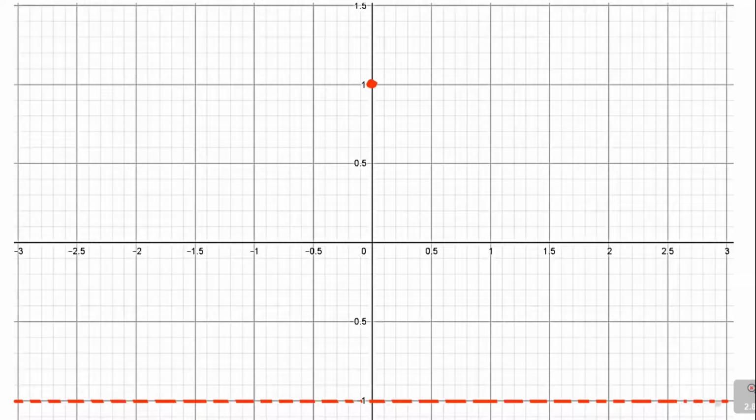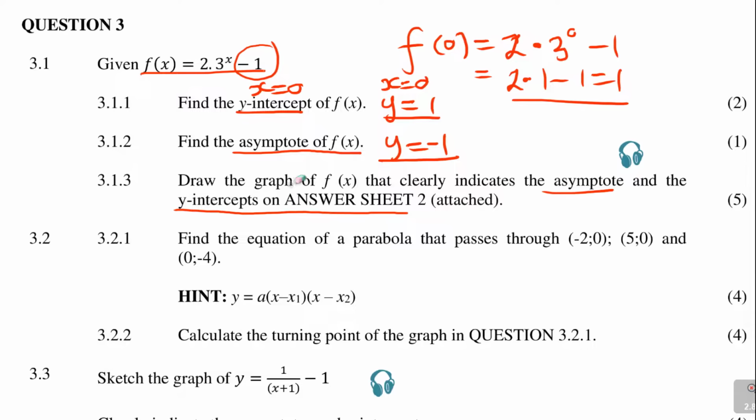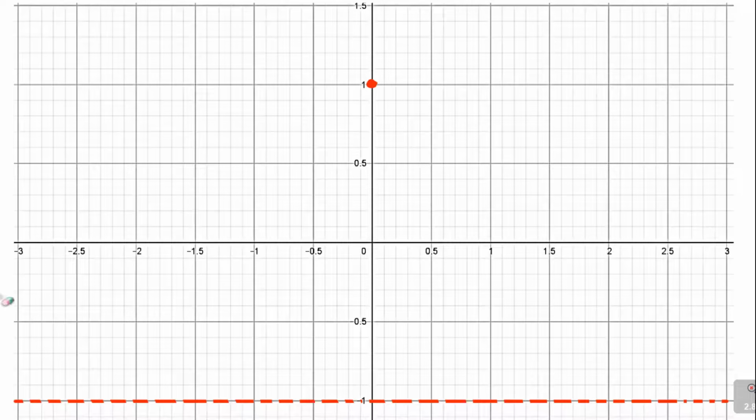So the best is to do that. Now this is an exponential graph. You need to know the shape of this graph. When x is 0, y is equal to 1, and you can draw. That's why they wanted to show the asymptote and the y-intercept. That's all they needed. So you can actually draw this graph and say, this is the graph here.